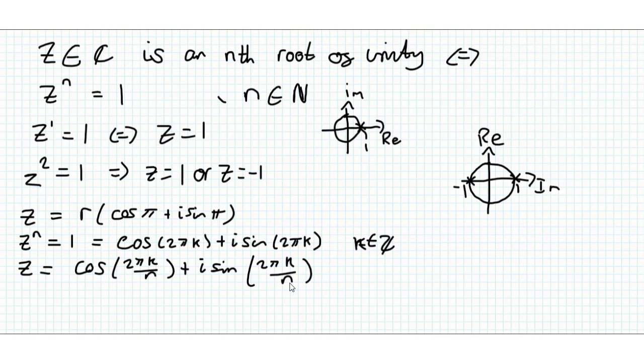So now this gives us a formula for finding our values of z, okay? So z's in this modulus argument form. The argument of z is 2 pi k over n, so we're given n, so by cycling through some values of k we can find all the solutions for z.